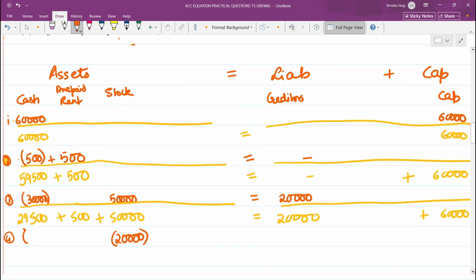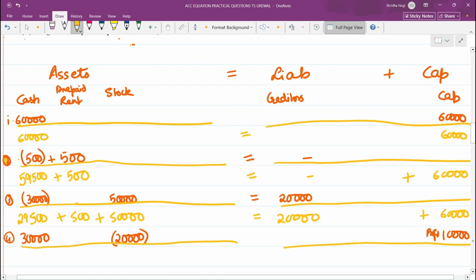And cash is coming in, how much? Cash is coming in 30,000. So 30,000 cash is coming in, and there is a profit of 10,000 which will go to your capital account. Okay? So again here three accounts are getting affected.